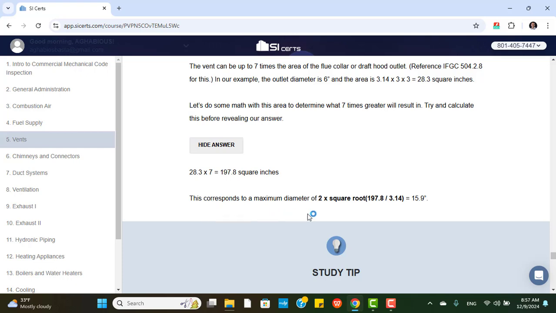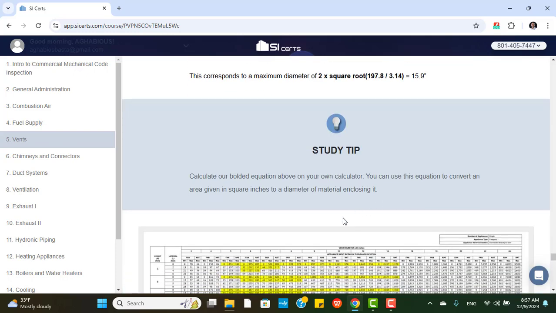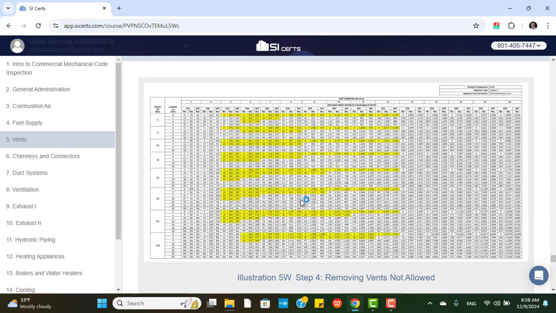This corresponds to the maximum diameter of 2 multiplied by the square root of 197.8 divided by 3.14, which will give 15.9 inches. Study tip: calculate our bolded equation above on your own calculator. You can use this equation to convert an area given in square inches to the diameter of the material enclosing it.